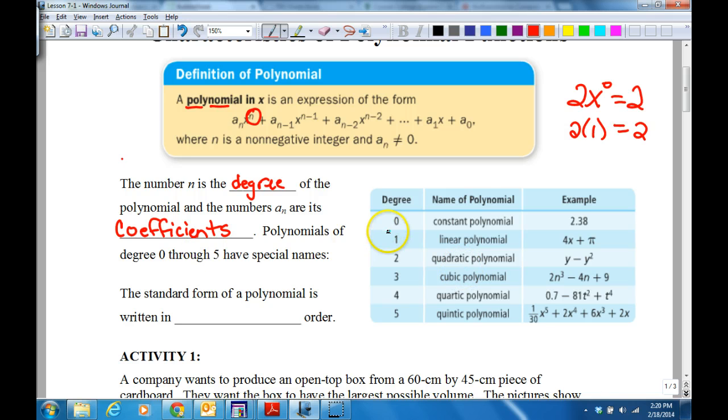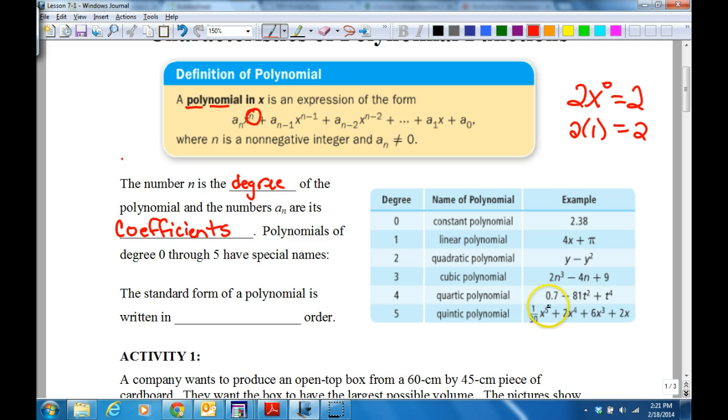All right. Anything to the first power would just be a plain x with a number in front of it. So an example of this would be like 4x. Okay, that's to the first power. Anything to the second power is a quadratic. Here we are. Okay, to the second power. To the third power is cubic. Fourth power is quartic. And fifth power is quintic.